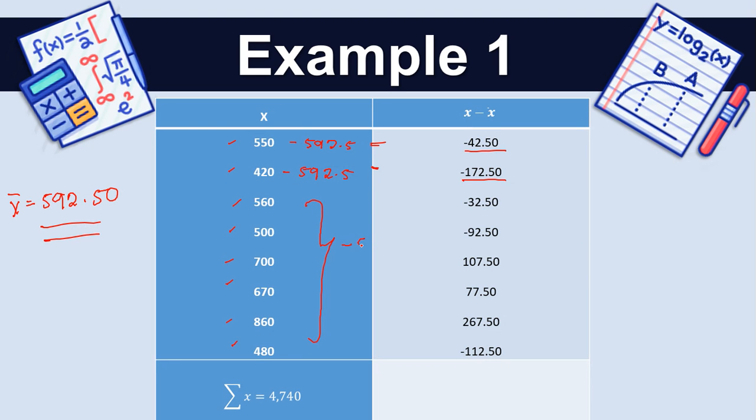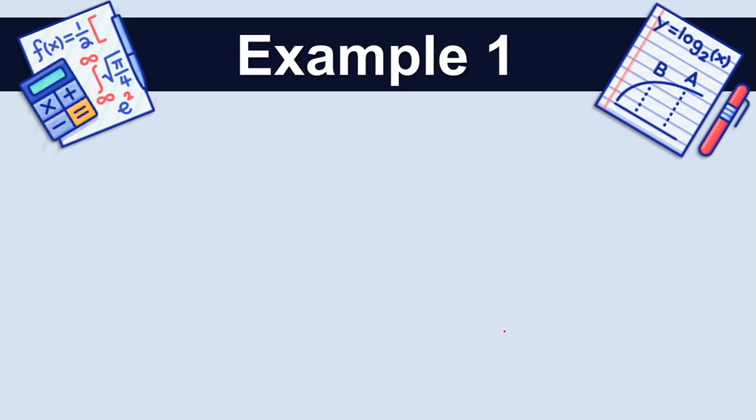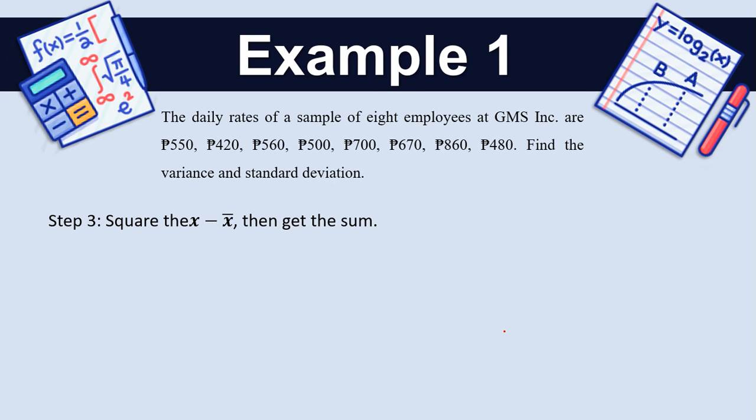Ganun din po yung gagawin natin dito sa iba. Subtract lang natin kay 592.50. Ito na po yung magiging resulta po niyan, or this will be the difference of the data and then the sample mean. After natin magawa ito, step number 3, we will be getting the squared of x minus mean po.